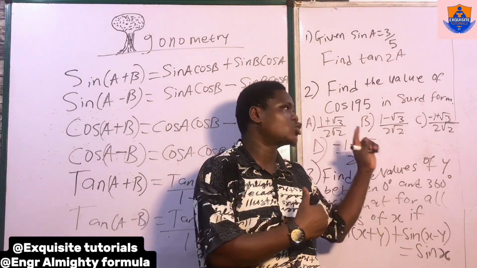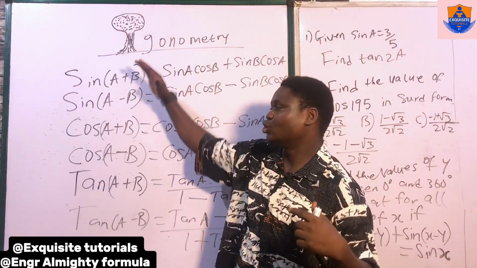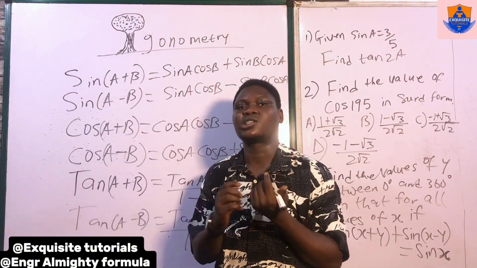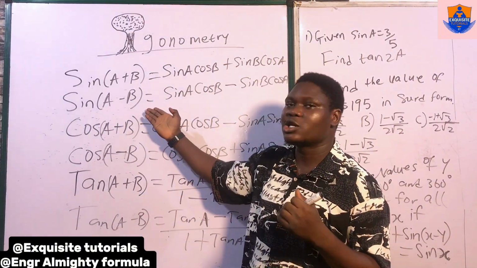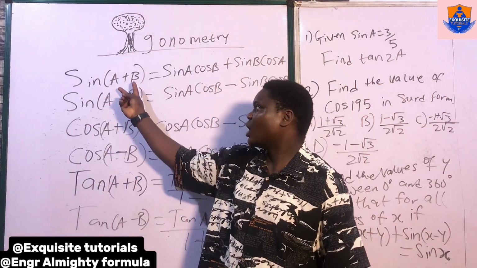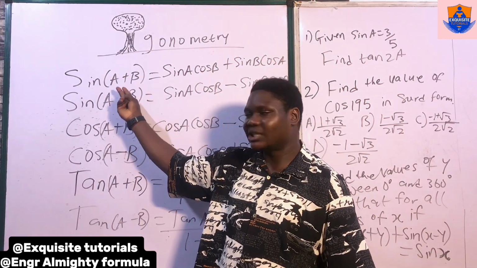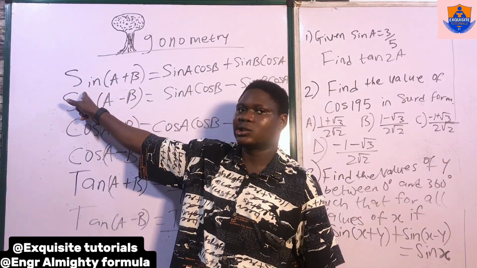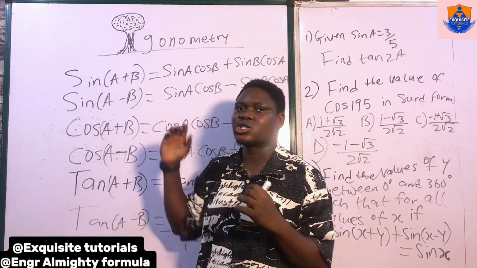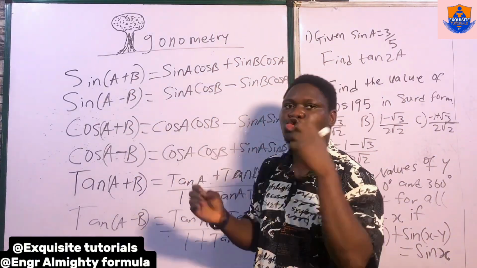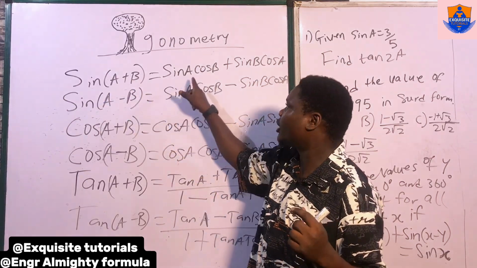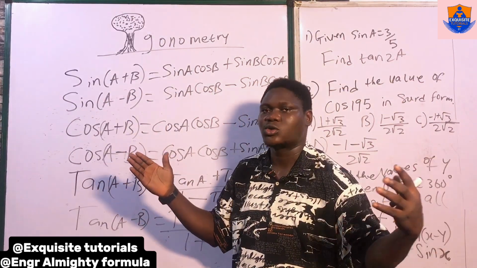Before I solve all these questions, I'd like to introduce you to this formula. In my previous video, we did the basic formulas in trigonometry. This is the next set of formulas you need in trigonometry. The first one is when you have two angles added together and you want to find the sine of that sum. What relationship does it have with the sine and cos of the individual angles? Here we are having the sum, but here we are having the individual angles.